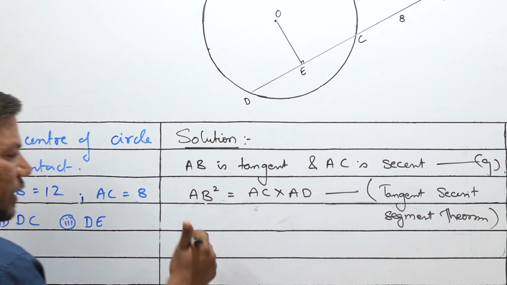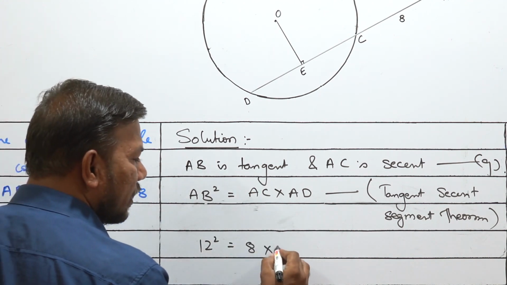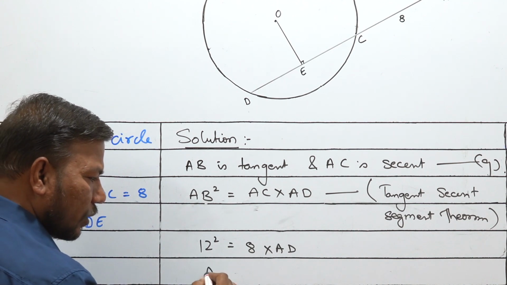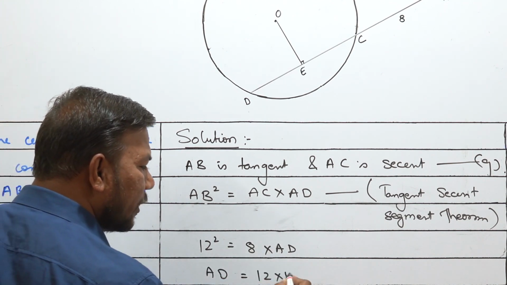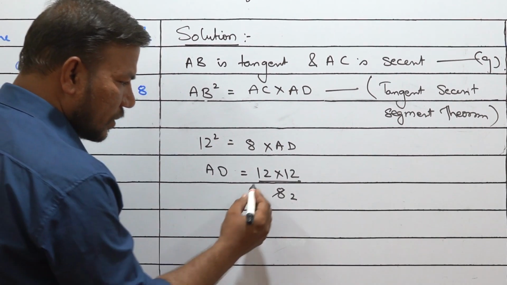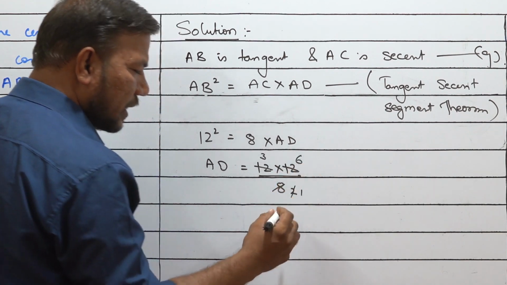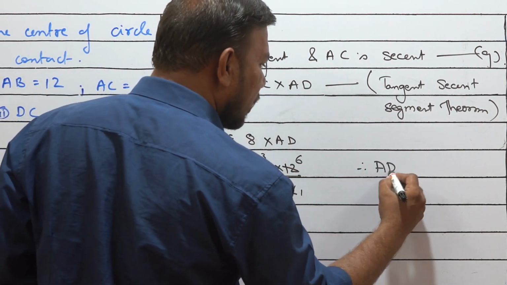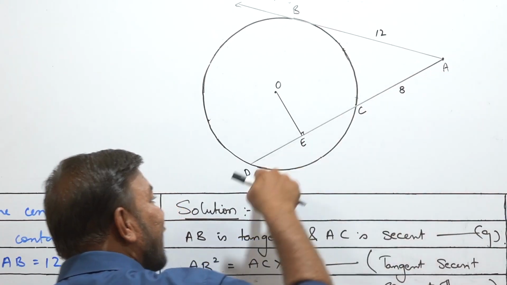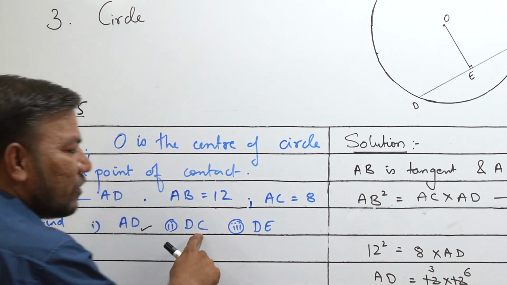What is AB? AB is 12 square. What is AC? AC is 8. We don't know what is AD. So this 8 goes there and divides, so AD is equals to 12 into 12 upon 8, that is 4 2s are 4, 3 2s are 6, 1 2s are 2, 6 2s are... Therefore I got AD as 18. I got AD as 18. So I got AD. Now I need to find DC.